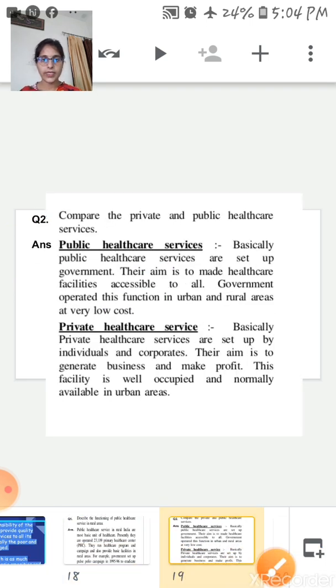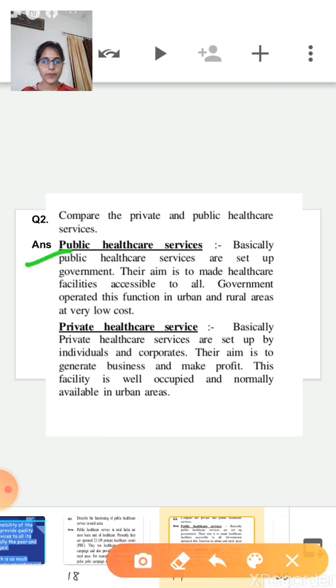Okay, now the next one is compare private and public healthcare services. Public healthcare services are run by the government and controlled by the government. Private healthcare services are not controlled by the government, right? These services are set up and run by individuals and corporates. The aim of public services is to make healthcare facilities accessible to all the citizens of the country. If we talk about private healthcare services, their aim is to generate business and make profit. Government operates these services in urban and rural areas at very low cost or free. And private healthcare facilities are well equipped and normally available in urban areas, right?